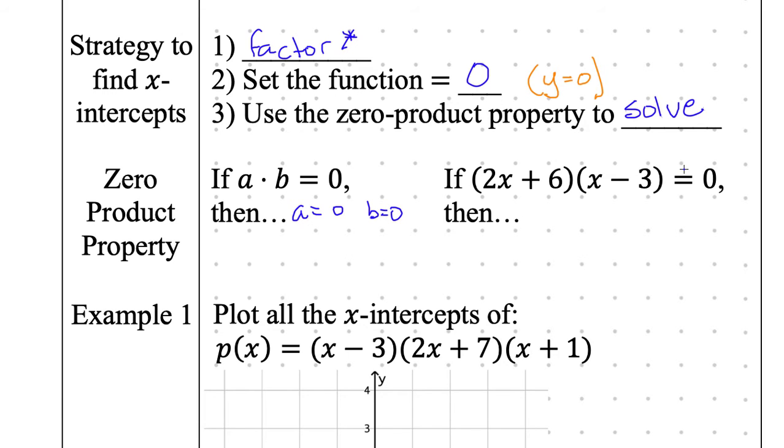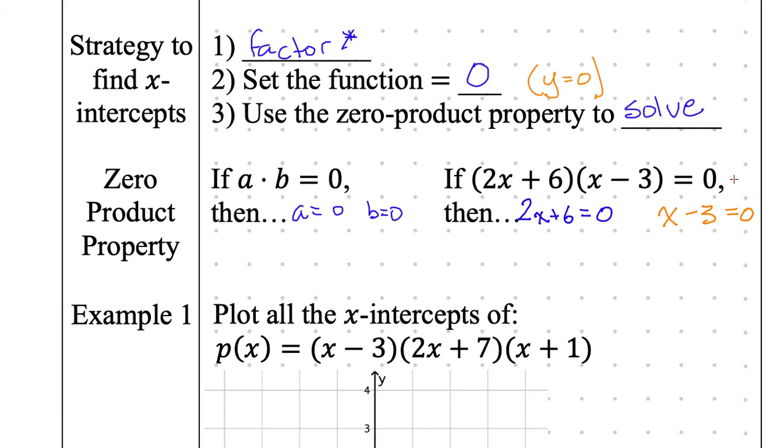Who's got this? I set A equal to 0, so I'm going to set what equal to 0 over here on the right-hand side? Anna. 2x plus 6 equals 0. Write it down. 2x plus 6 needs to be set equal to 0. What else do we need to set equal to 0? Thank you, Larry. What else do we need to set equal to 0? Only one person knows. Colby. X minus 3 equals 0. There it is. X minus 3 could also be 0.